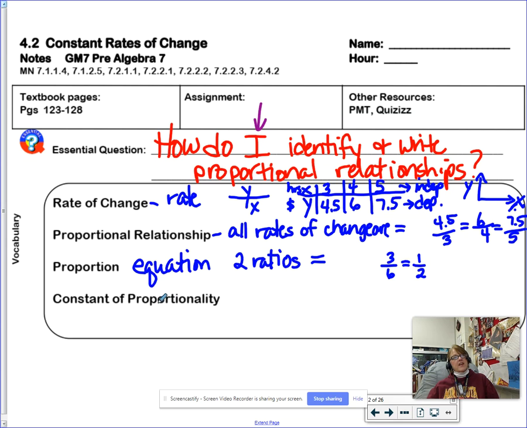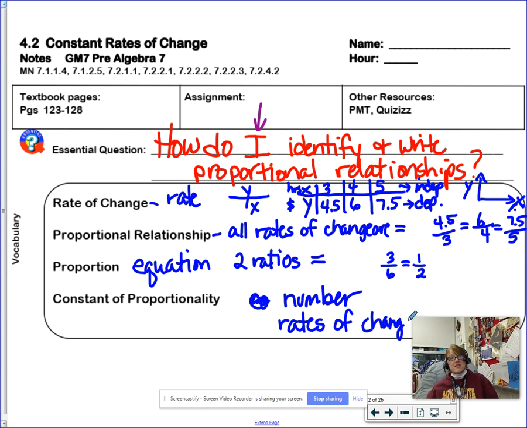Okay? The constant of proportionality, go back up here to this example where I had in that table. Every time we divided these, that 4.5 divided by 3, the 6 divided by 4, the 7.5 divided by 5, that is the constant rate of change, or that number value. So instead of saying constant, let me say it's a number, and it's where all the rates of change are equal.